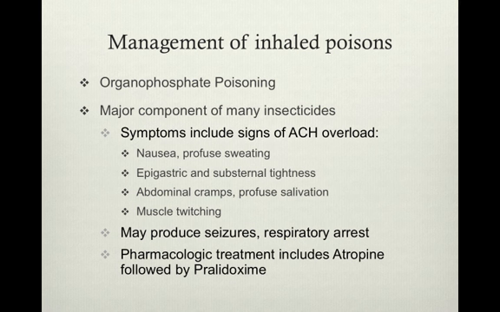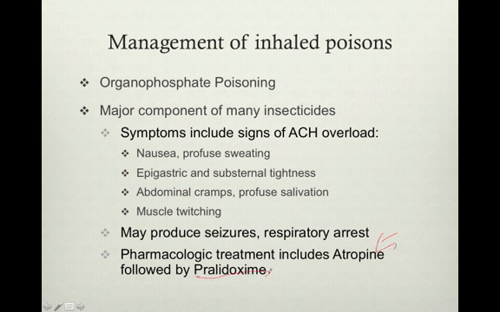Management of inhaled poisons, organophosphates, and this would be things like carbamates or pesticides, major component of many insecticides. Symptoms include signs of acetylcholine overload: nausea, sludge, profuse sweating, epigastric and substernal tightness, abdominal cramps, profuse salivation, muscular twitching. It can produce seizures, respiratory arrest. Pharmacological treatment includes atropine, and atropine in this case is the actual symptom solver.